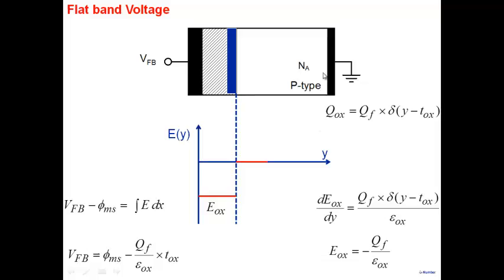Now suppose this positive sheet of charge that I put here were located right at the metal, what would be the flat band voltage? It's not going to affect my flat band voltage, right? Why does it not affect? The equation tells you what happens. Yeah, Tox is 0, fine, but what is really physically happening?